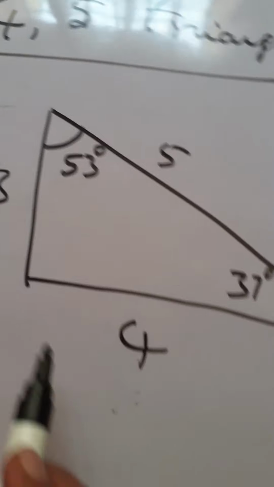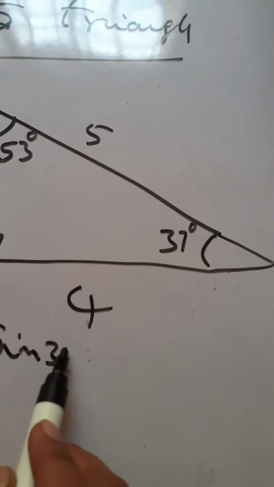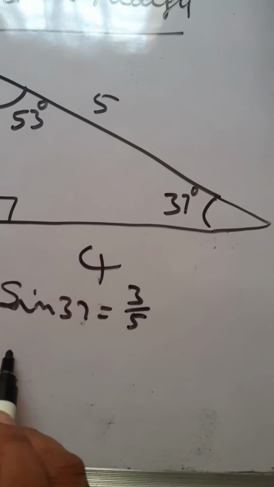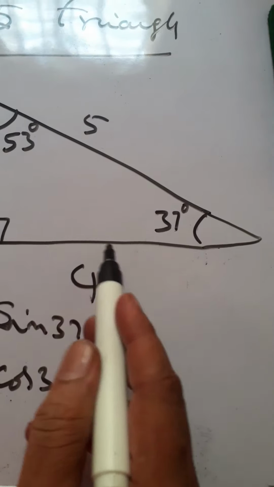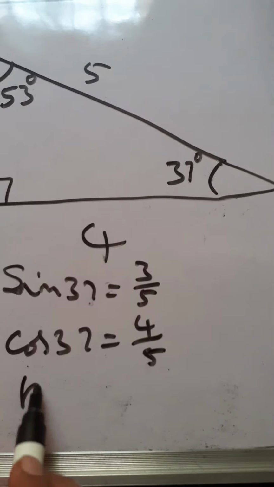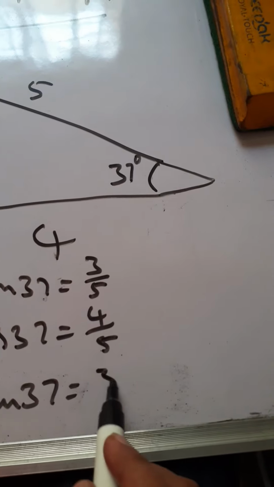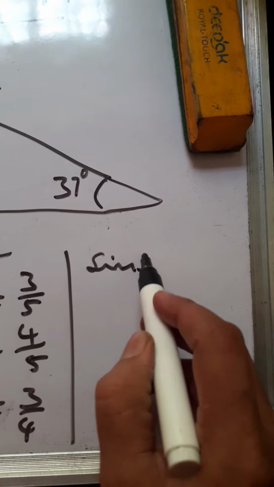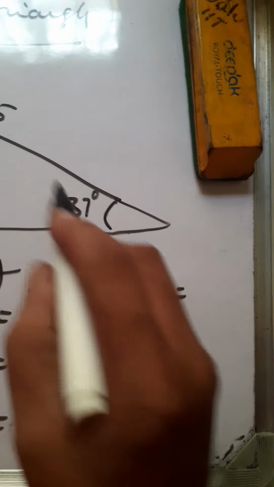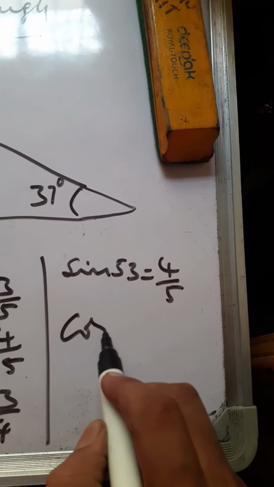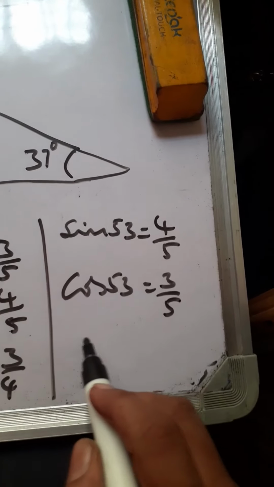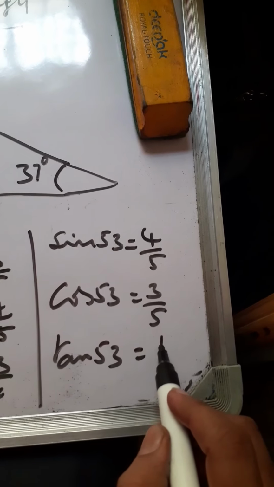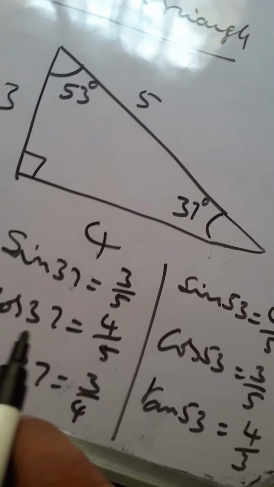Then this is 90 degrees. Then sine 37, opposite side by hypotenuse, 3 by 5. Cos 37, 4 by 5. Tan 37, 3 by 4. Sine 53, 4 by 5. Cos 53, 3 by 5. Tan 53, 4 by 3. So what is the use of these angles?